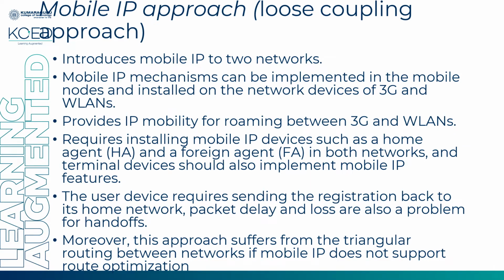So mobile IP can be a solution. That is, wireless LAN can be considered as one network and IP can be considered as another network, and we'll use the same mobile IP approach so that we can handle moving from one network to another network, say wireless LAN to 3G to IP network.